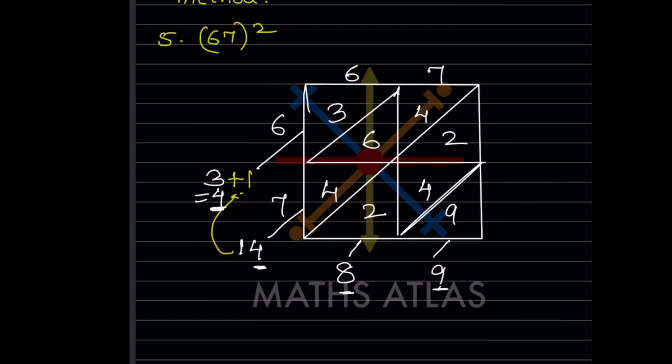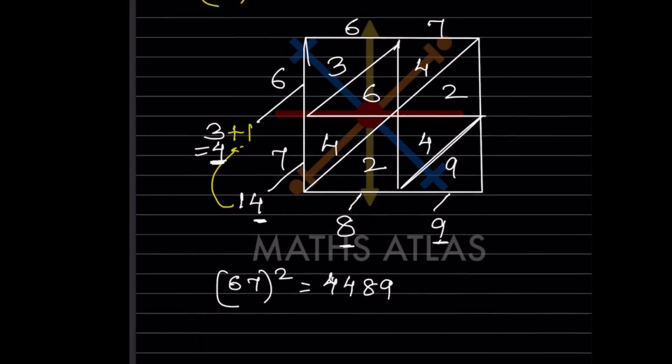So now you are going to look at all the units place. This 4, this 4, this 8, and this 9. So what will be the answer? That is 67 square. You will start from here. Again, I will repeat, you will start from here and then you will go here. So that is going to be 4, 4, 8, 9.